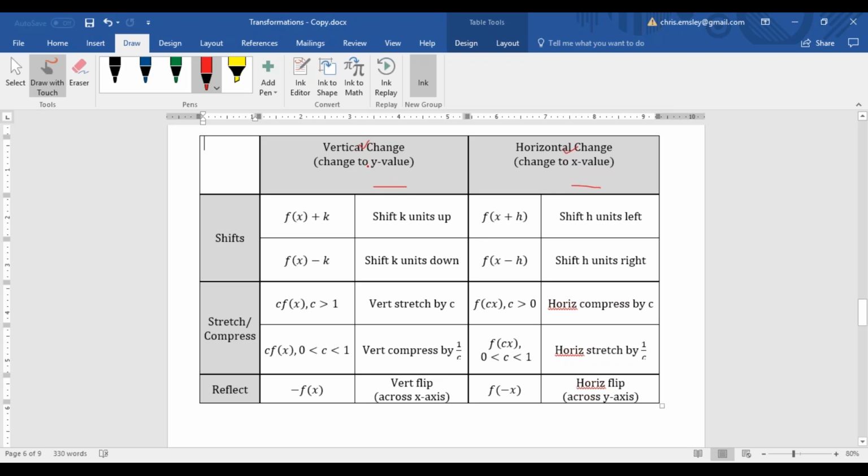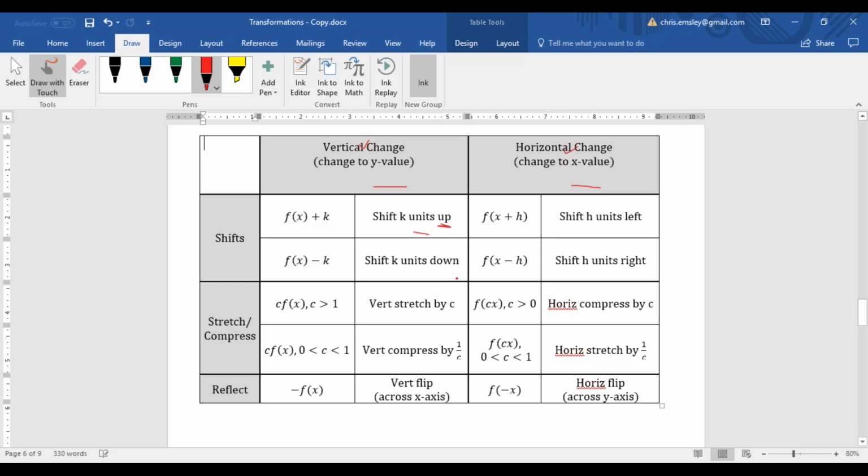So vertical changes are always outside of the function. Notice here's our original function plus a constant. Our original function minus a constant. A multiplier outside the function, either the multiplier bigger than 1 or smaller than 1. The negative sign is outside the function. Anything that is outside the function is a vertical change. It's either a shift, a stretch, compress, or a reflect. The other thing to remember about vertical functions is they make intuitive sense. You expect when you add a constant that it's going to shift up.